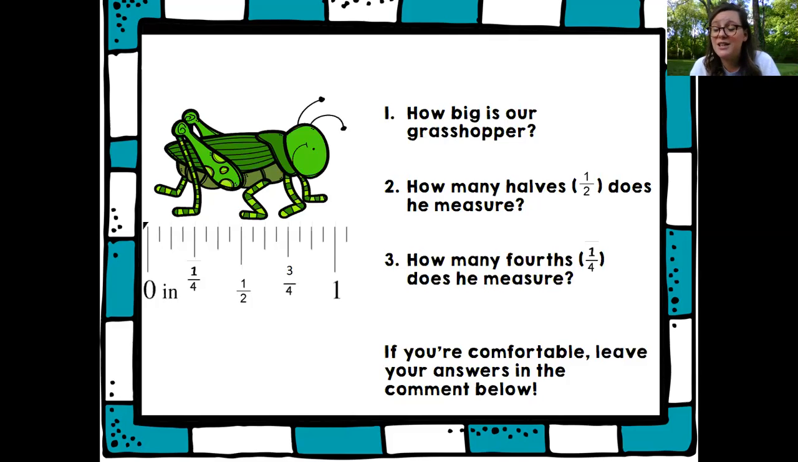So that's going to be your job before we meet again, or before you talk to your teachers during their office hours. Don't forget, you can always email them to ask them some questions. It would be great if you guys would talk about this. And if you're comfortable, leave your answers in the comments below and tell me, how big is our grasshopper in inches? How many halves does he measure? And how many fourths does he measure?